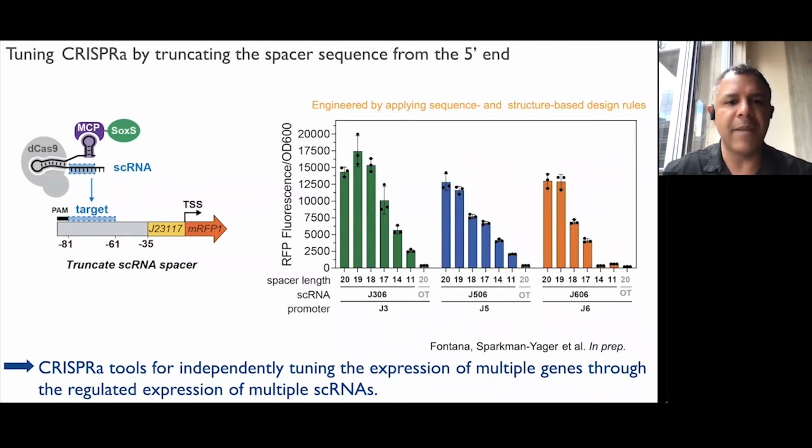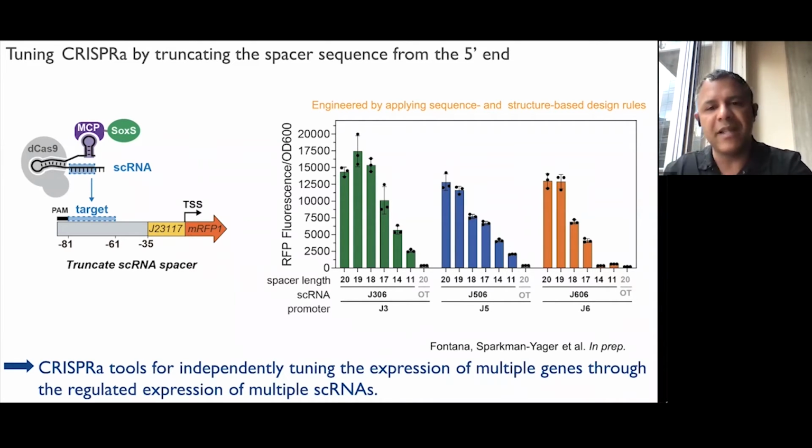Now, there's one last capability that we wanted before we move on to some applications, and that is we want to be able to tune the level of expression without modifying the promoter. We want to do this by just changing the expression programs, through the delivery of different guide RNAs. And so our idea here was that truncating the 5' end of the spacer sequence, so that is the RNA sequence in the scRNA that targets the Cas complex to the promoter, could reduce the affinity of the scRNA for the engineered promoter, which would reduce the level of transcriptional activation.